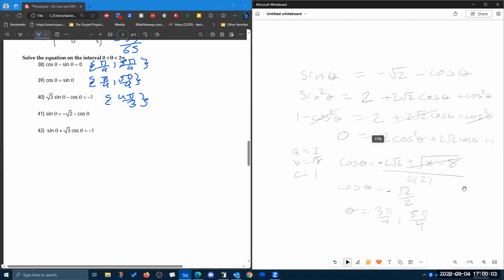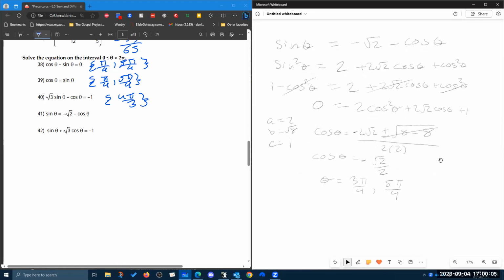Let's check my answers. So sine of 3 pi over 4 is root 2 over 2. Is that equal to negative root 2 minus negative root 2 over 2? Change this to 2 over 2. So this is root 2 over 2. Is that negative root 2 over 2? It is not. So 3 pi over 4 does not work.